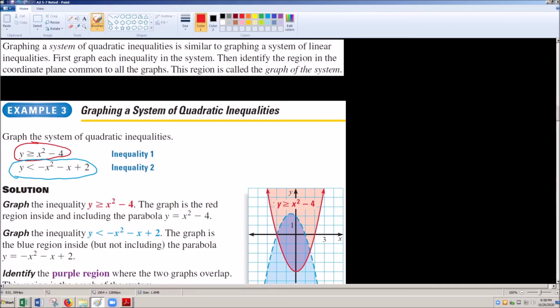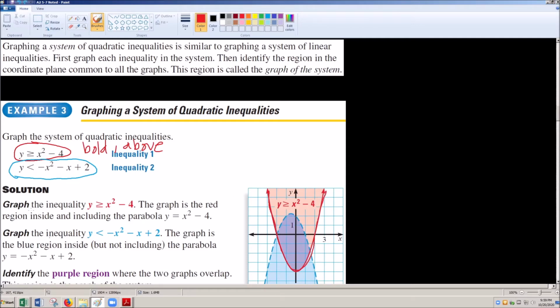The only thing different is how I draw the curve, whether it's dotted or bolded, and whether I shade above or below. With this one, I'm going to say this is bold because it's y is greater than or equal to, and I'm going to shade above since it's greater than or equal to. So I'm going to shade above this thing. So that's where we see this bold line here for the red, and that's where we see all this stuff shaded up in here. I'm going to get rid of my shading just because their shading is more clear.